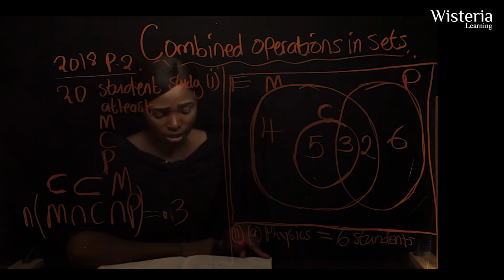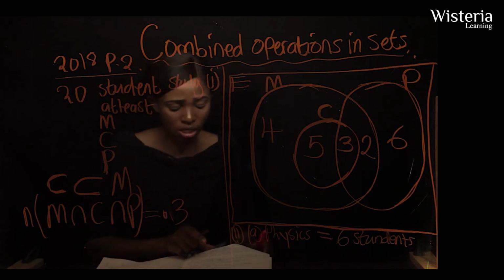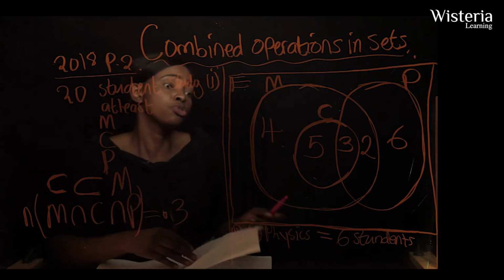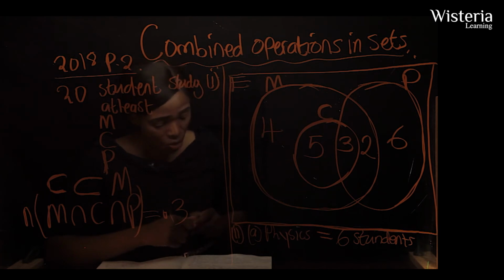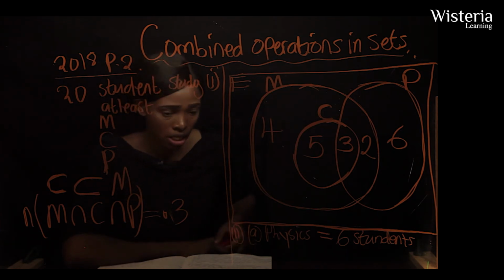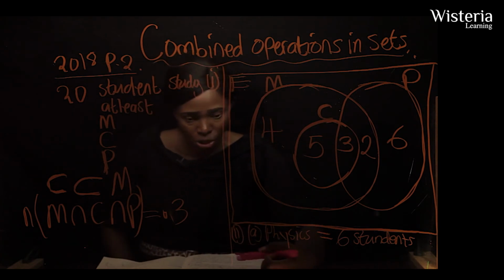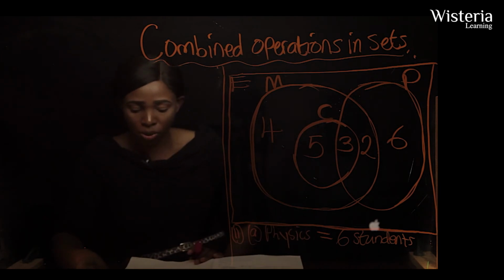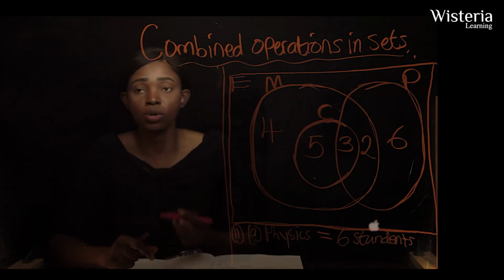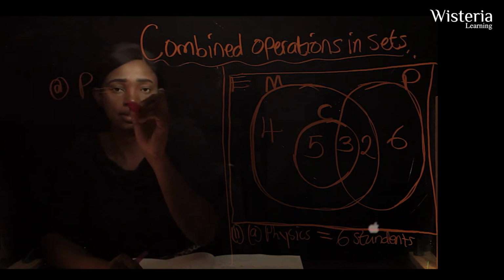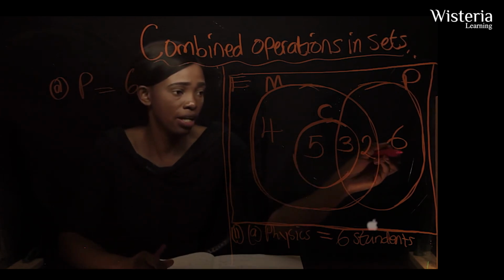Then we are also asked to find those students who study 2 subjects only. How many are they? 2 subjects only. We're going to finish the questions on number 2. Okay, so number 2, we're asked to find those who study physics only, and we've said those who study physics only are 6. We check from our Venn diagram, they are here, 6.